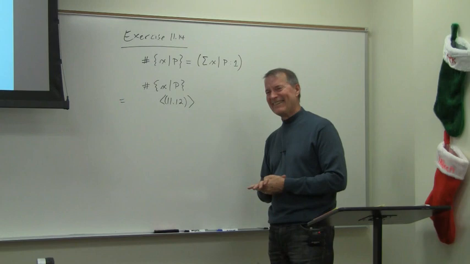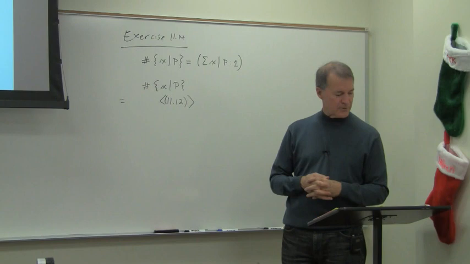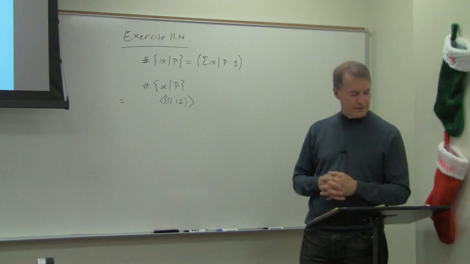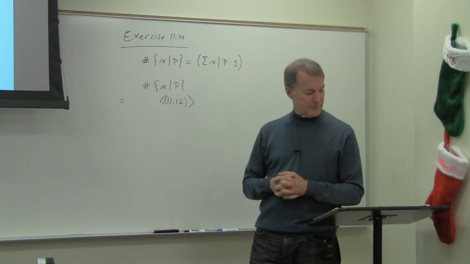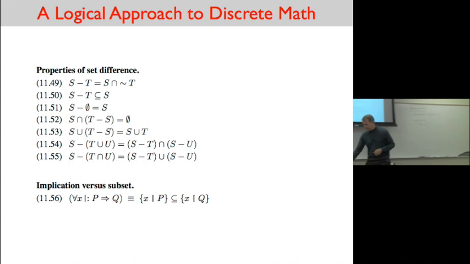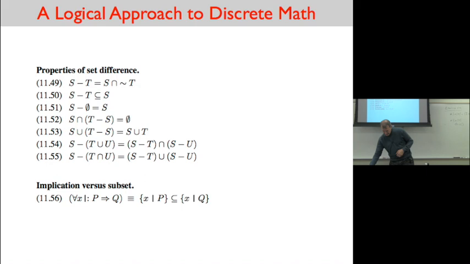Okay, any more questions about the homework? So we did 11.45, 46, 48. Were you able to use the metatheorem on any of them? Yep, 11.50. Yeah, 11.50 is a good one for the metatheorem. But in order to use the metatheorem to prove 11.50, which is S minus T is a subset of S, you can't use the metatheorem with minus right away. So what do you do? You go back to the definition, 11.49. And then you can use the metatheorem.